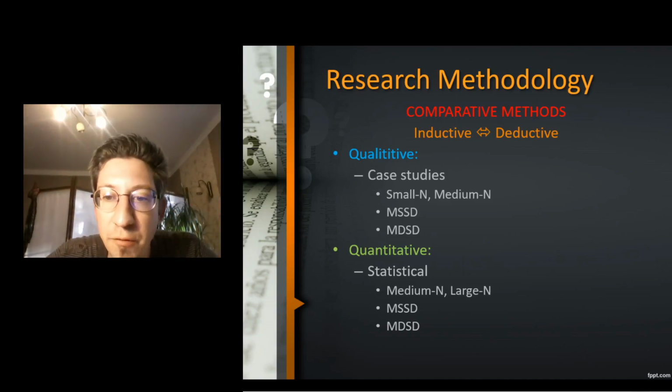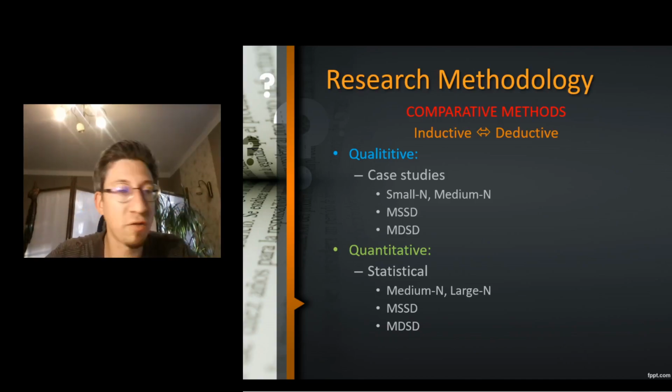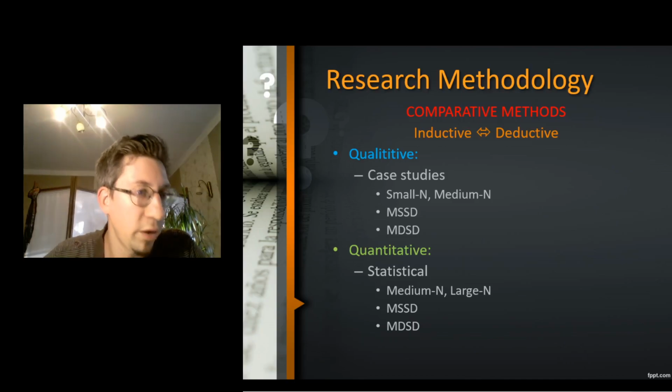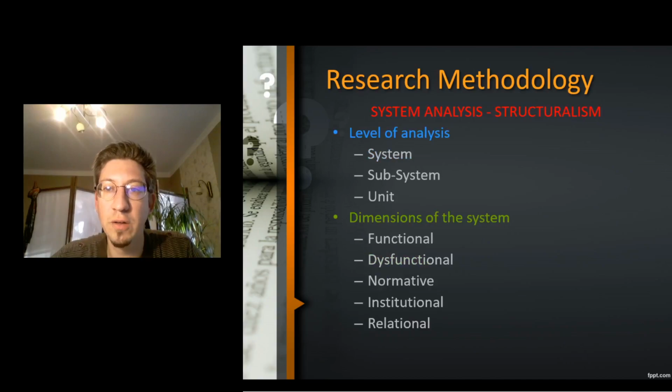And the same with quantitative, right? So here, if you use statistical analysis, you can still use medium n or large n. Large n is more than 50 cases, observations in this case. And both these frames work. You have other ways of doing this, so this is just the basis, but this is in general how you would use both in comparative methods, inductive, deductive, qualitative and quantitative methods for your research.